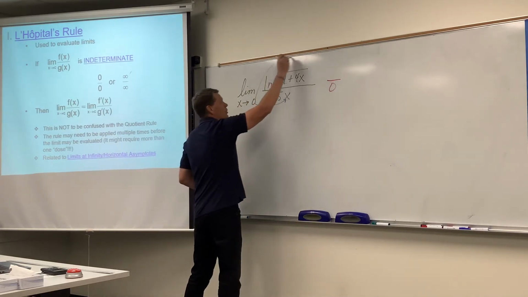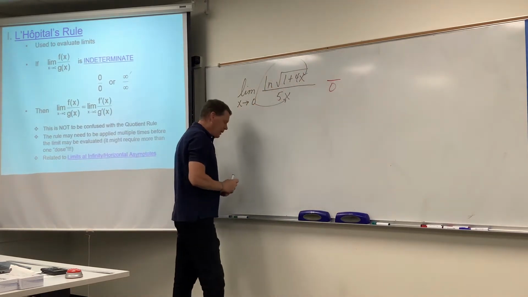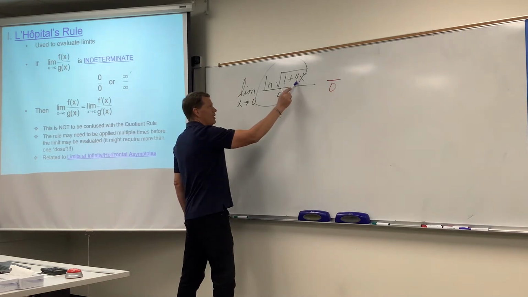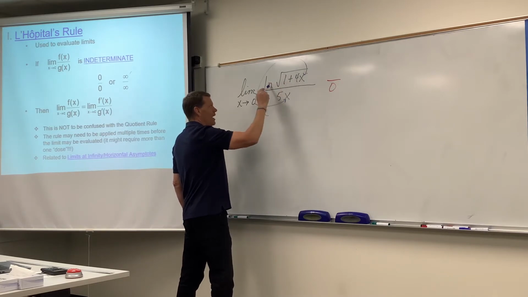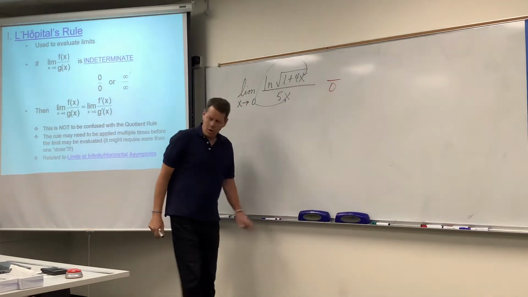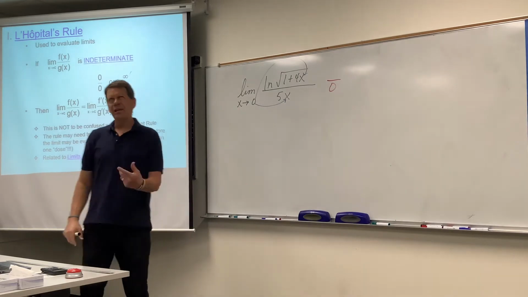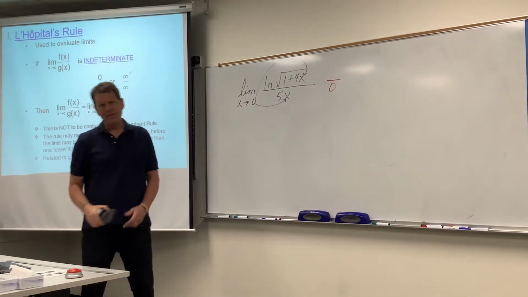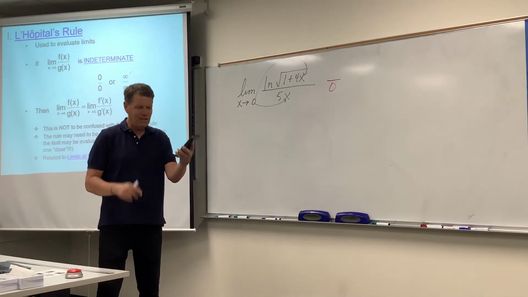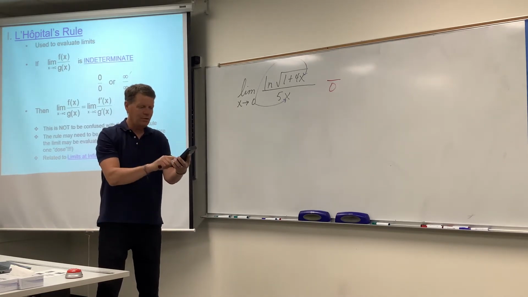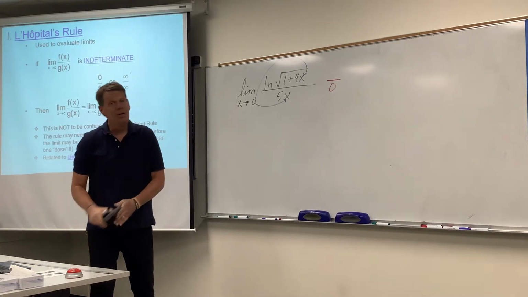So put 0 in for x up here. 4 times 0 is 0. 0 plus 1 is 1. Square root of 1 is 1. Then we ask ourselves, what's the natural log of 1? Now that's a thing, if you think hard enough, you know what it is. But if you have to, you can grab this beautiful machine, hit that natural log function, put in a 1, natural log of 1, and it's 0.